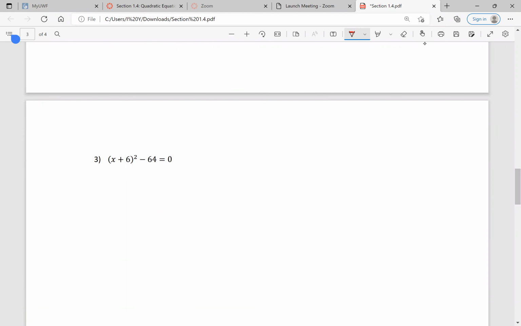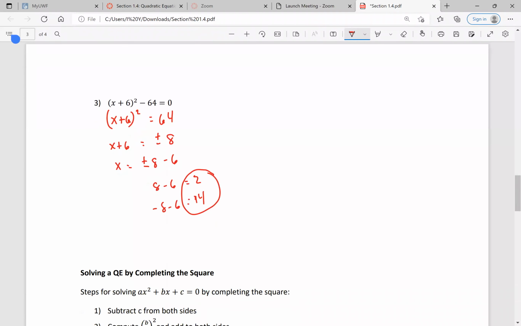Okay, so now I have x plus 6 squared equals 64. So now if I take the square root of both sides, I get x plus 6 equals plus or minus 8. Subtract 6 from both sides, and I get x equals plus or minus 8 minus 6, which is 8 minus 6, or 2, or negative 8 minus 6, which is negative 14. And again, you can plug these in and see if they work.